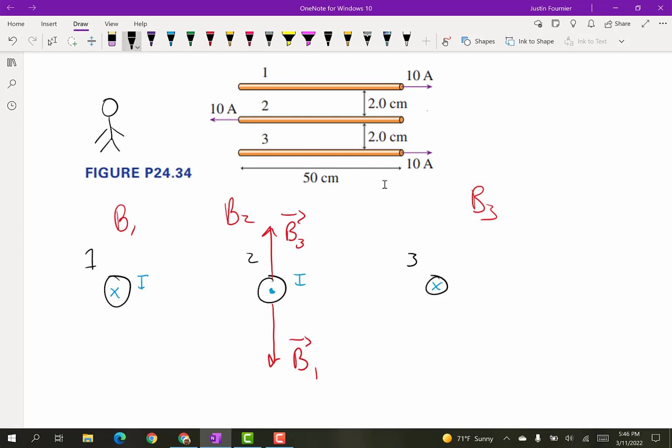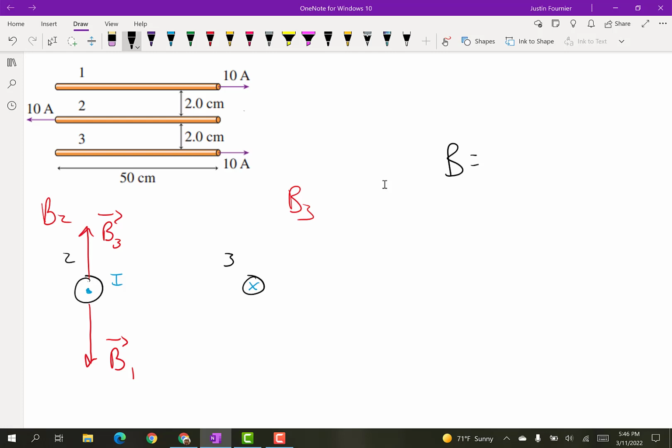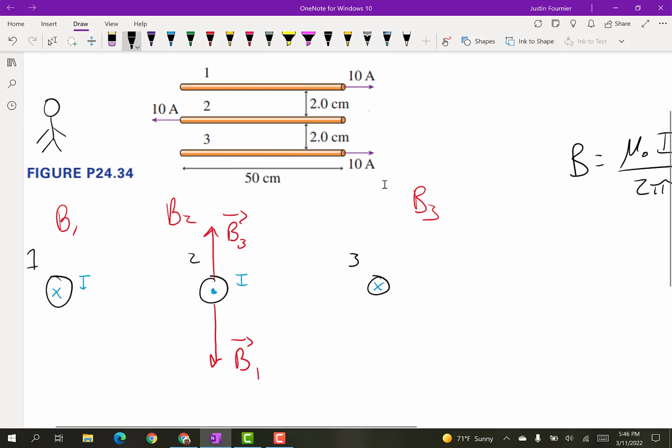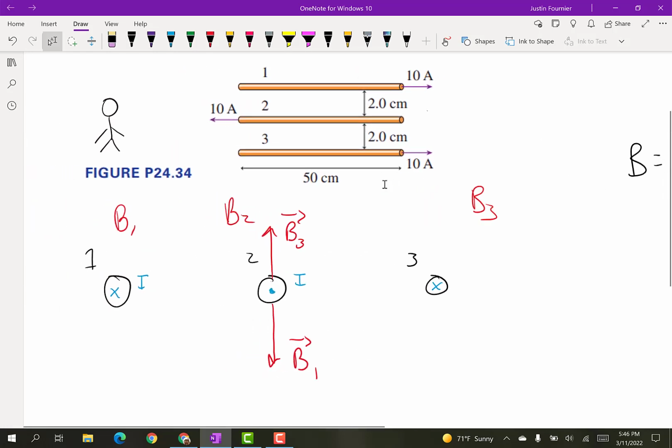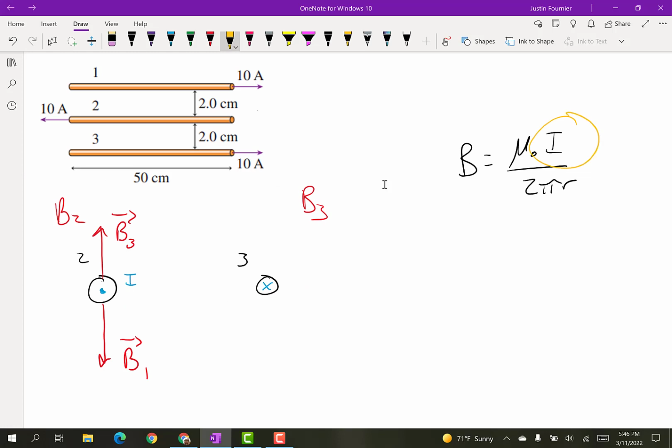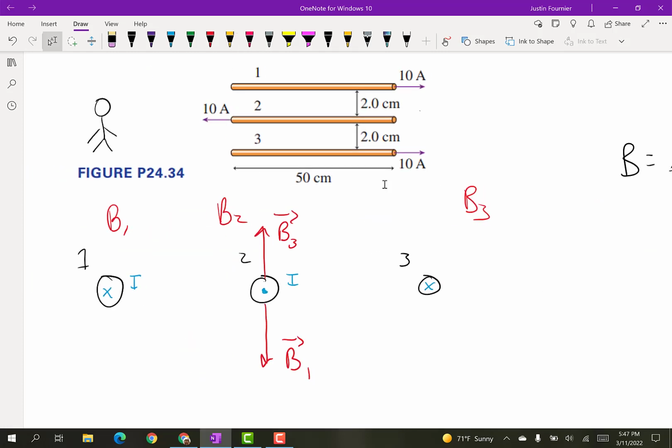The equation for that magnetic field is mu naught I over 2 pi r. I can see that these magnetic fields are going to cancel out, because they're the same current, 10 amps, and the same distance, 2 centimeters away. So they have the same magnetic field pointing in opposite directions. They're just going to cancel out.